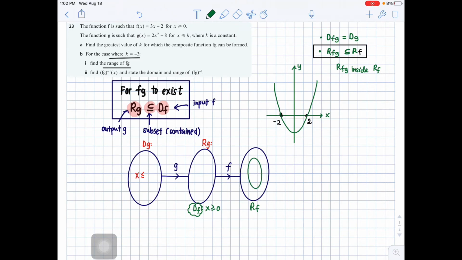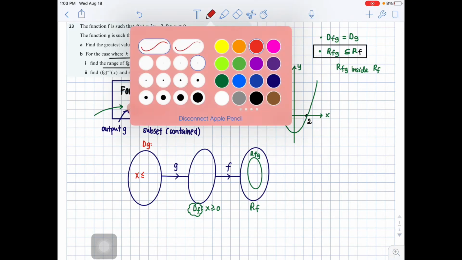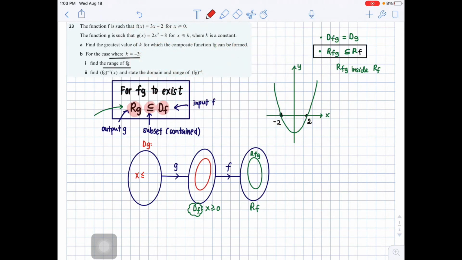Now, okay, this is the range of FG. Similar to what we have done based on this, you see, range of G is inside the domain of F. So to make it better, let's delete. Let's draw it here. This is the range of the G. So let's go to the question.